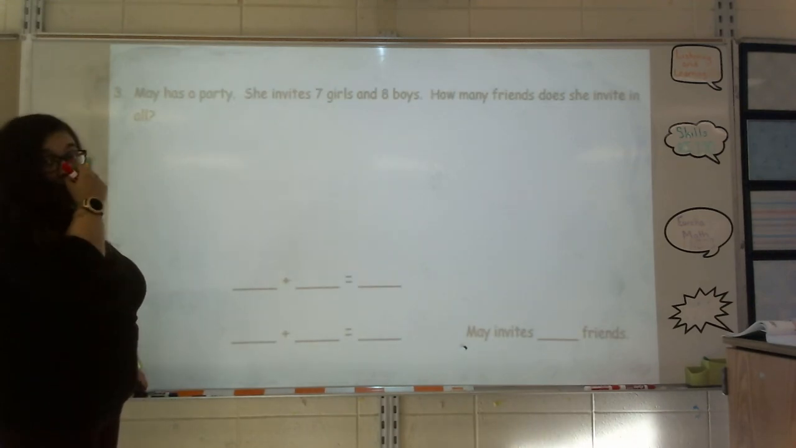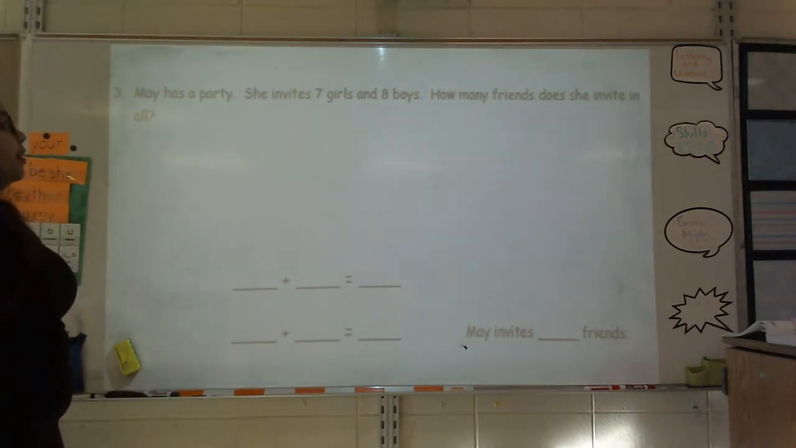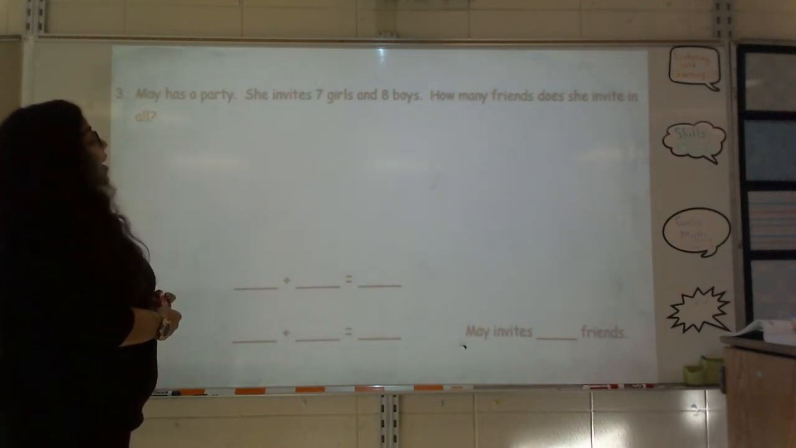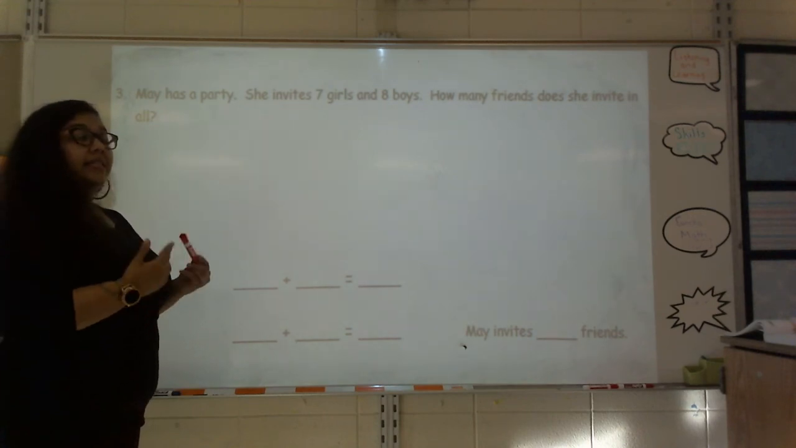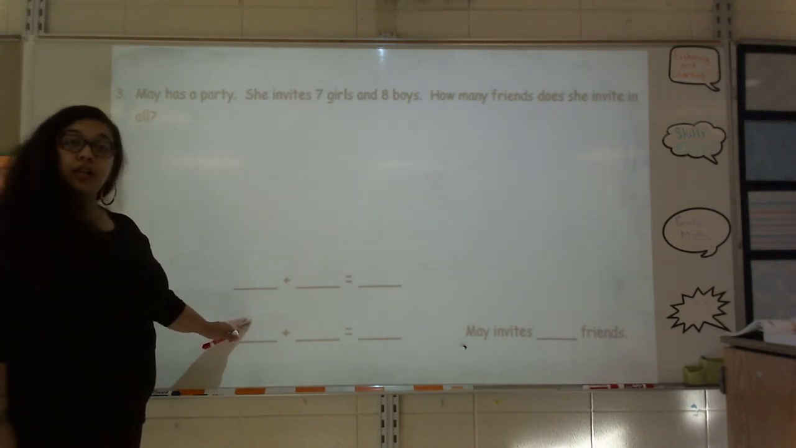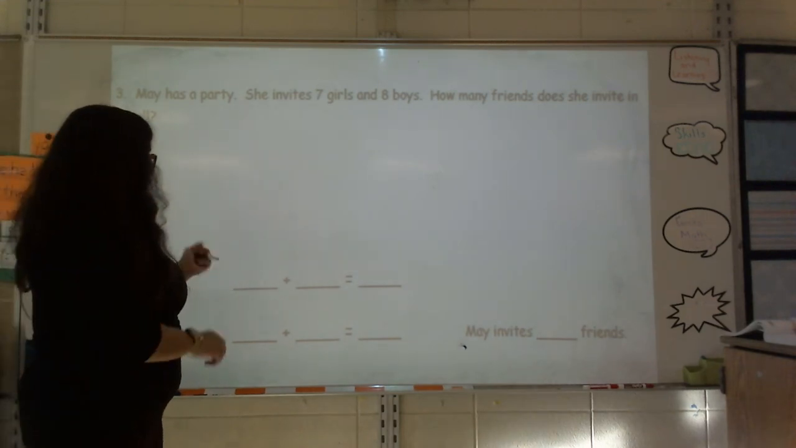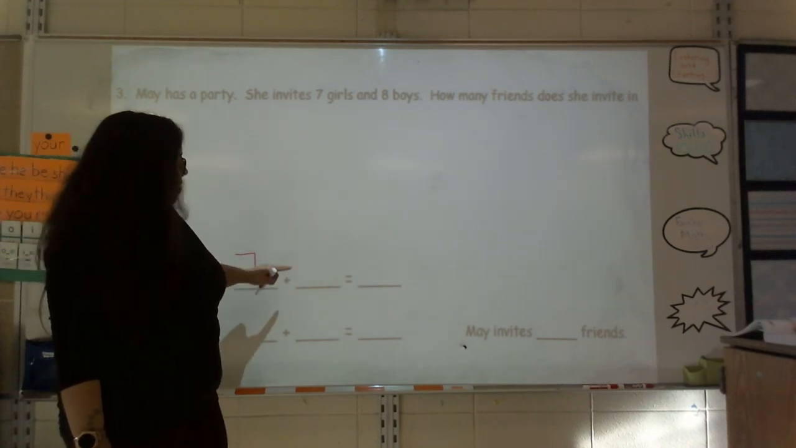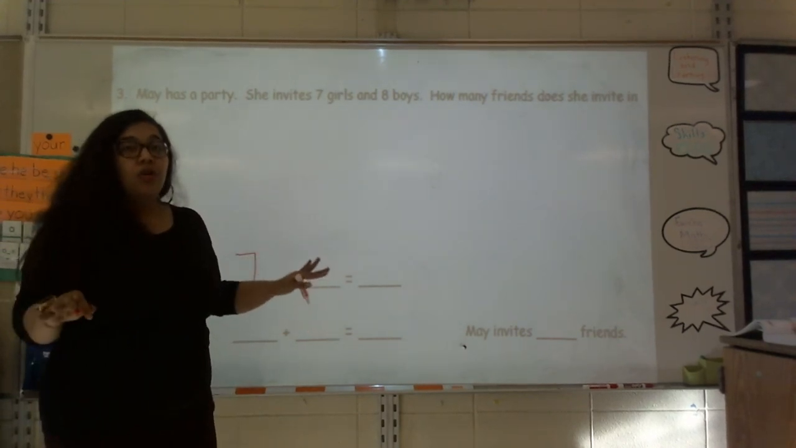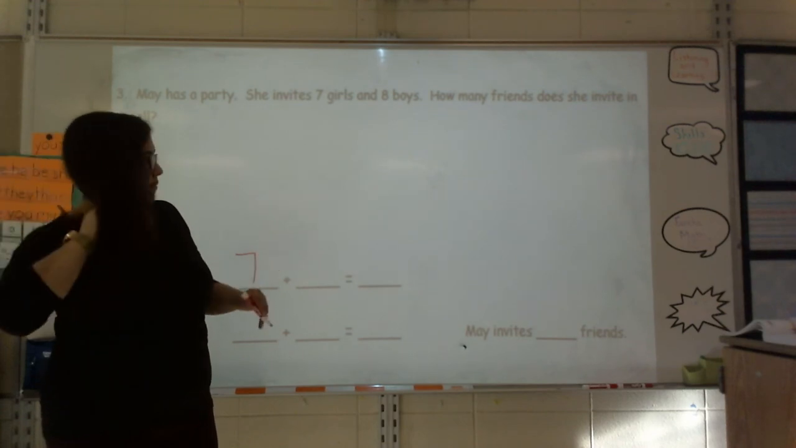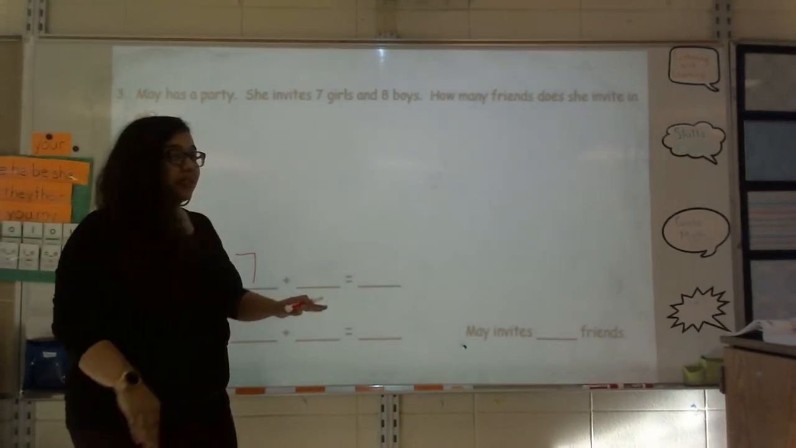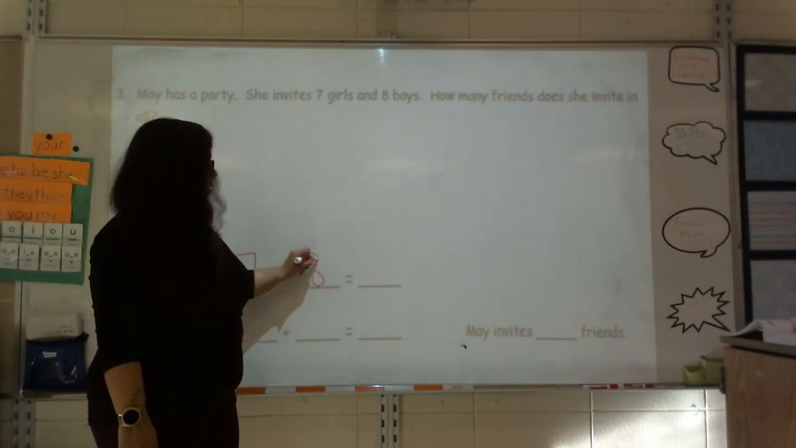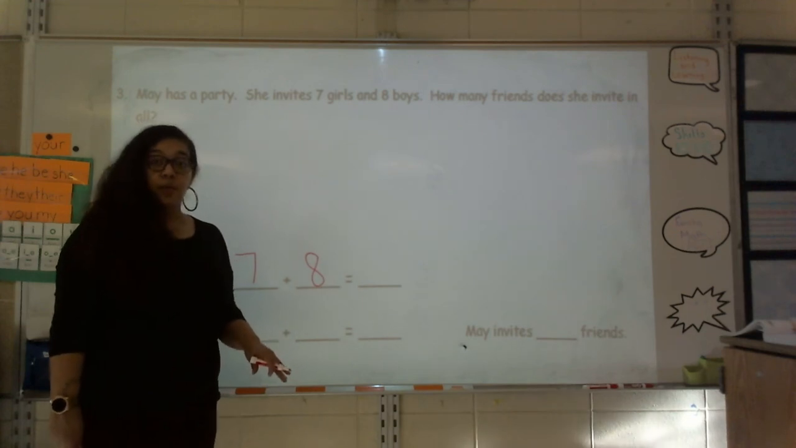All right, question number 3 reads, May has a party. She invites 7 girls and 8 boys. How many friends does she invite in all? All right, same thing we did last time. Let's write what we know. We know she invited 7 girls and a plus sign. In a word problem, generally, as a pretty much all-the-time first grade rule, the word and and the plus sign mean the same thing. So 7 plus 8, 7 girls and 8 boys to her party.